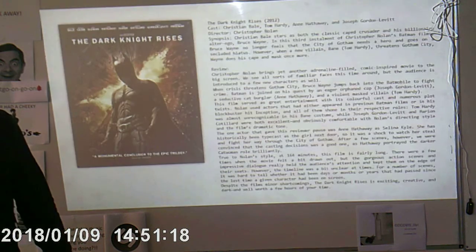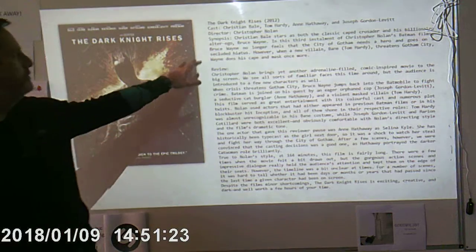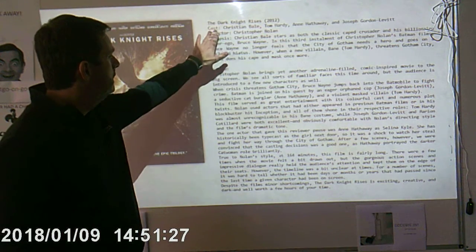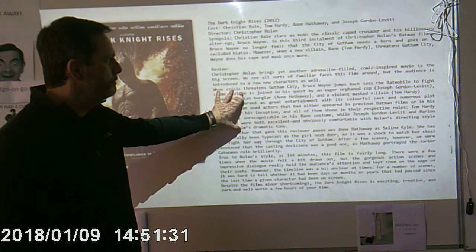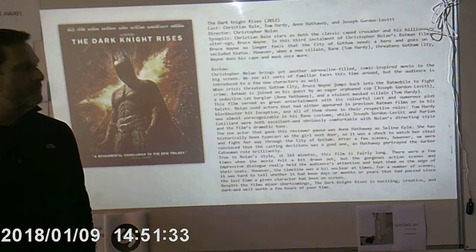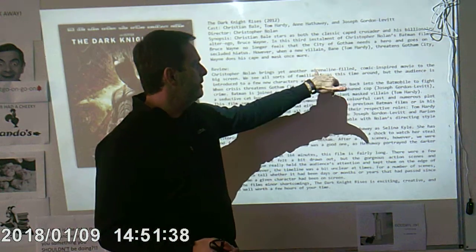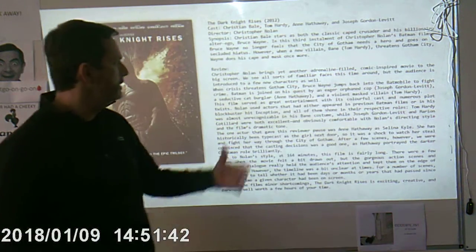Right. So here we've got a few examples of it. The Dark Knight Rises, and you can see you don't have to include this bit, but you can see what I mean about the title, the date as well, cast, director, synopsis, and then the review itself. This is the bit that you should be concentrating on. And it's this type of thing which I'm talking about when we talk about compounded words, so adrenaline-filled, comic-inspired movie, and so on.